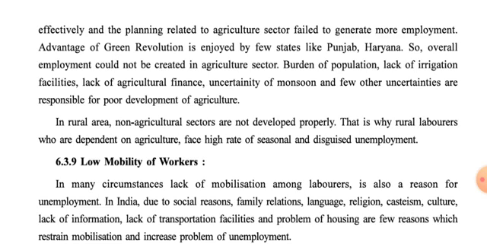So burden of population, lack of irrigation facilities, lack of agricultural finance, uncertain monsoon, and a few other uncertainties are responsible for poor development of agriculture. Underline this particular statement and write down the question that which are the reasons for poor development of agriculture. So you have to mention these 5 or 6 reasons for the poor development of agriculture.